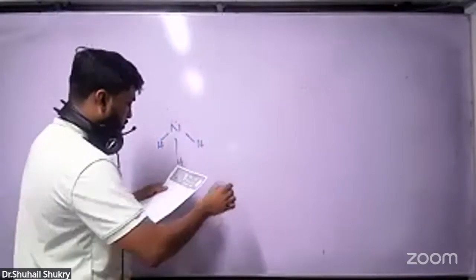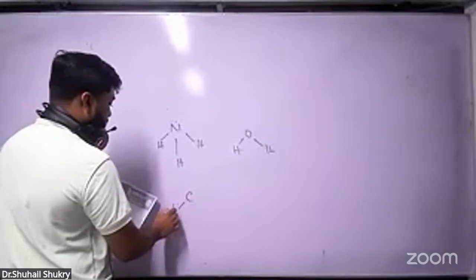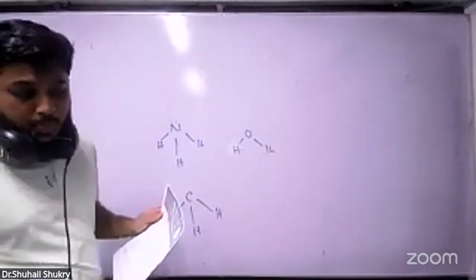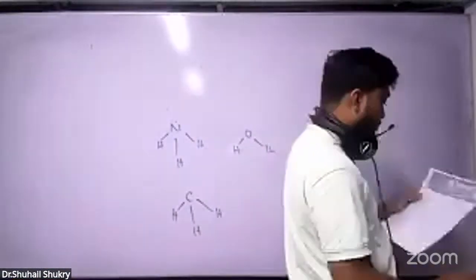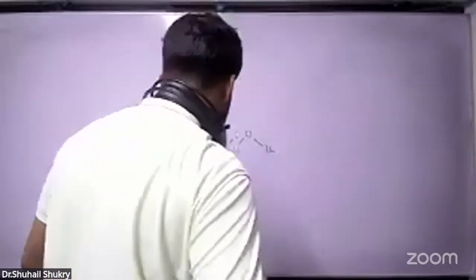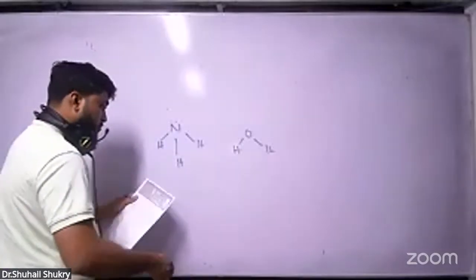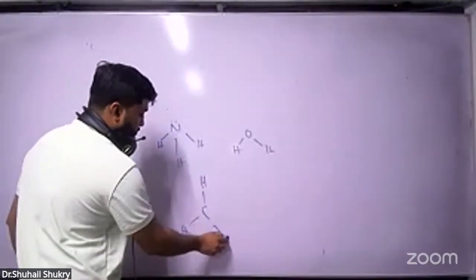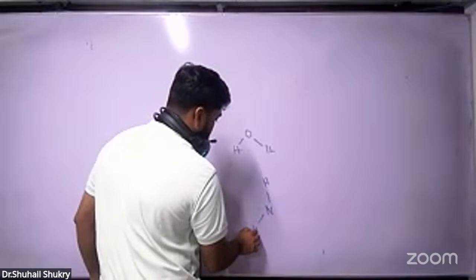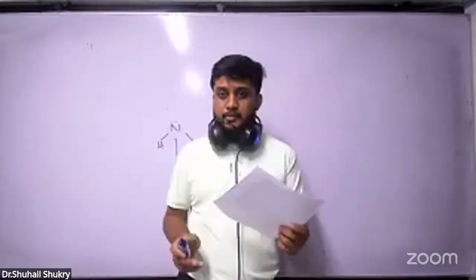is pyramidal. H2O is angular. CH3 plus is trigonal planar. NH4 plus is tetrahedral. So the answer is NH4 plus. Correct? Now raise your hand.